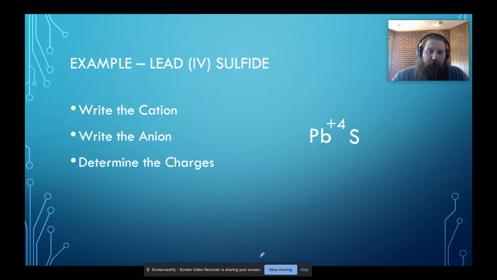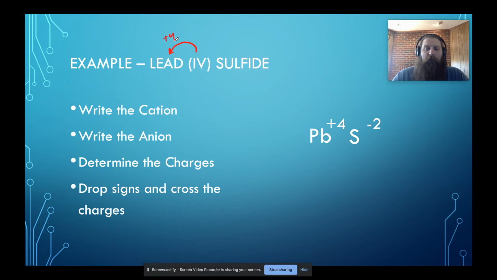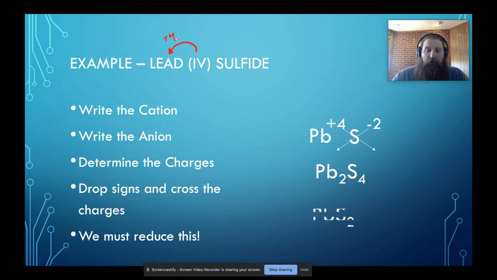All right, determine the charges. Lead's +4. How do I know that? Well, this Roman numeral right here tells me the charge on lead. Lead's a cation, so it must be plus. So it's +4. Sulfur's in the same column as oxygen, so it's -2. Drop the signs, cross the charges. Pb2S4. Got to reduce, right? It's ionic. I have a metal and a non-metal. So divide both by 2, PbS2. That's how you do it.